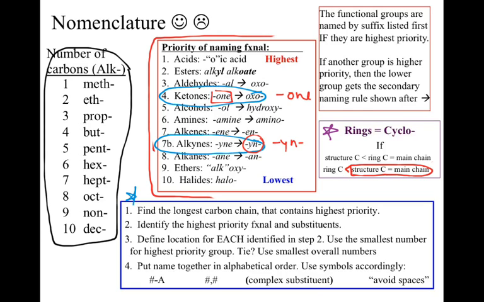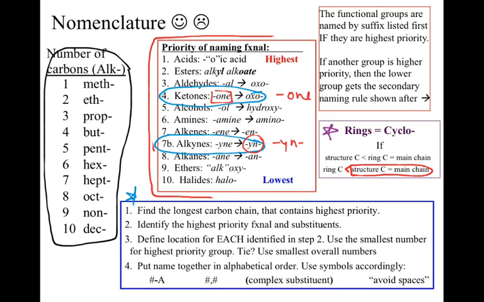We need to find our longest carbon chain. It needs to contain the highest priority functional group. We'll then identify the highest priority functional group and any substituent, so anything that is not directly identified within the longest carbon chain. We will then define the location for each and every single one of the items outlined in step 2. We will use the smallest number possible to define that location.